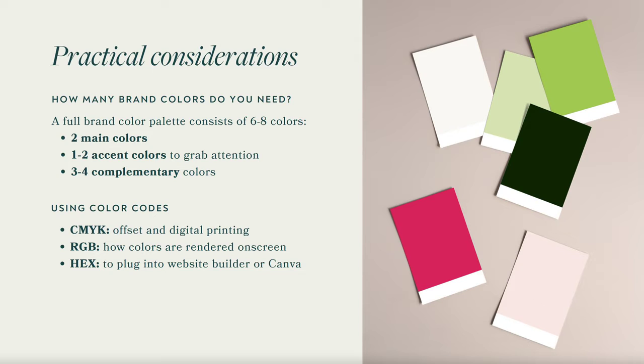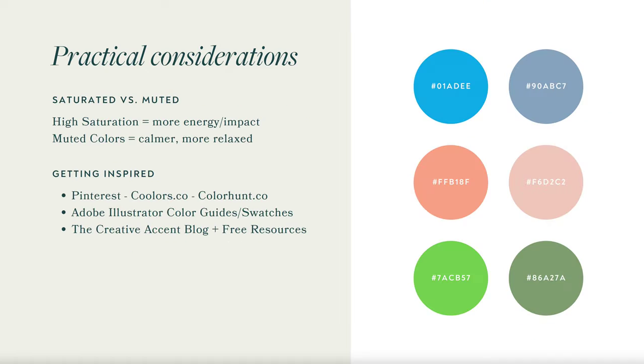Concerning the color codes, CMYK is the version that is used most often for offset and digital printing, whereas the RGB code is how colors are rendered on screen. The hex code is particularly interesting because that is the code that you're going to use to plug into your website builder or to Canva when you are building out your brand color palette. That's the hashtag with 6 letters or numbers following. Here you can see an example on the right.